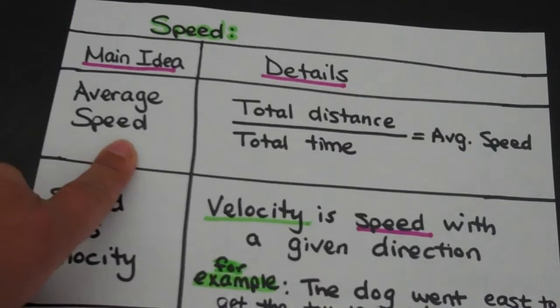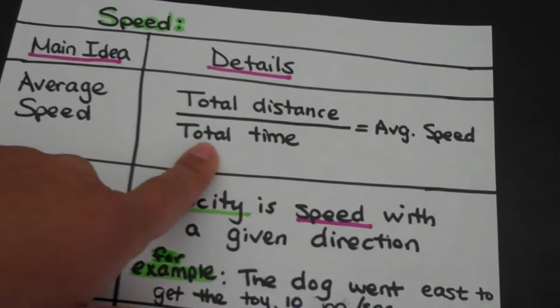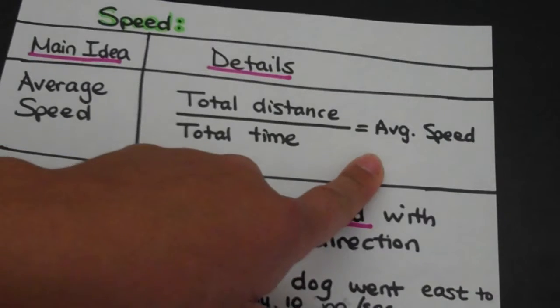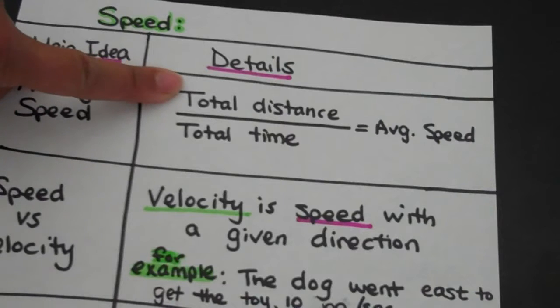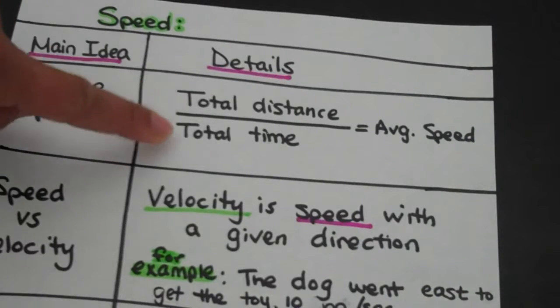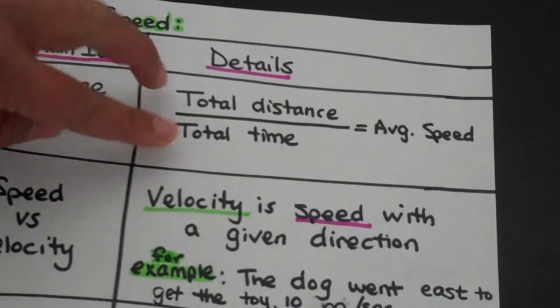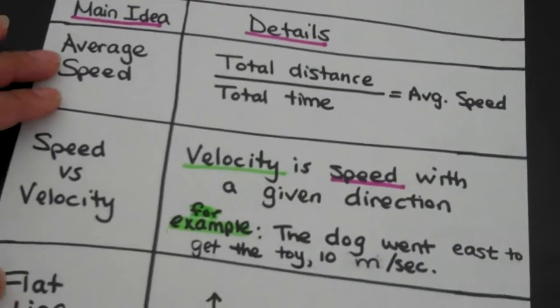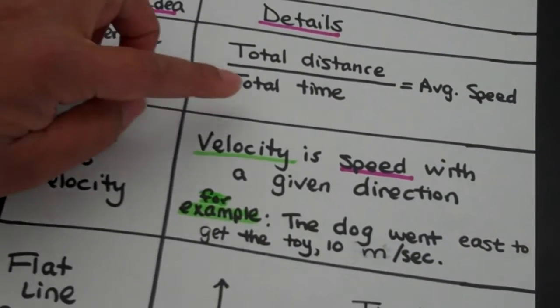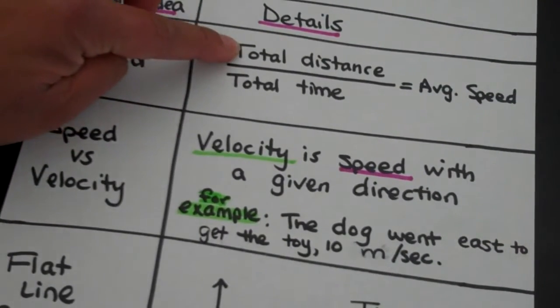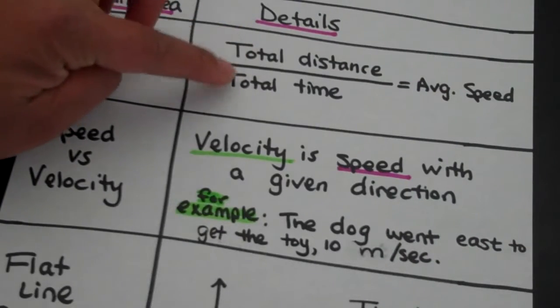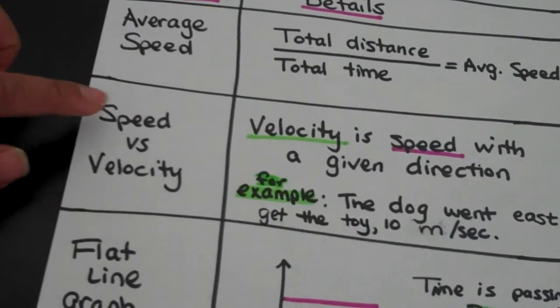The first one is average speed. Average speed is the total distance divided by the total time. That's average speed. So whatever the end distance is divided by the end time, that is the average speed. You just plug it in and you divide. Whatever's the end distance divided by the end time.